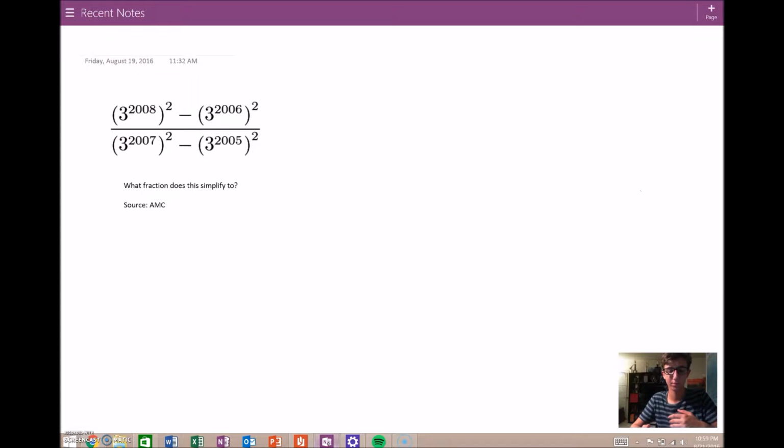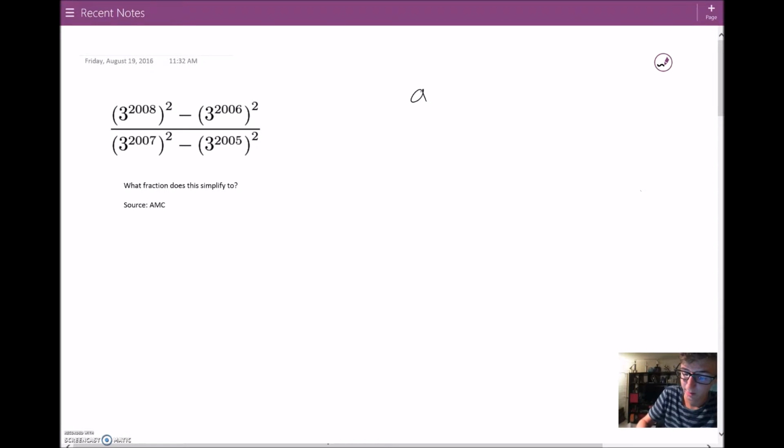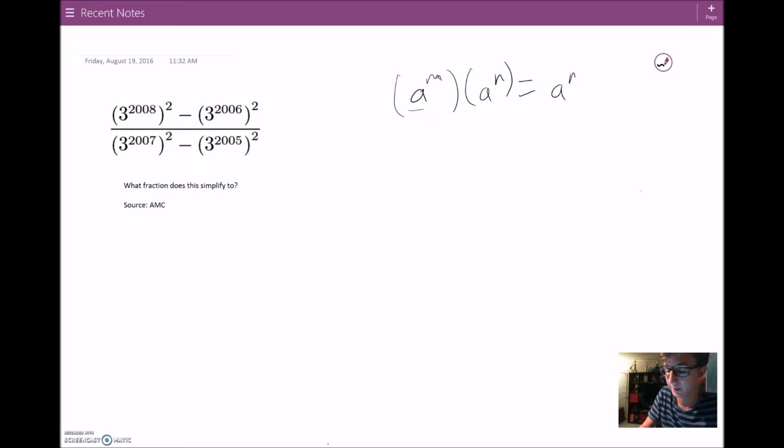First, for some of you who don't know how to deal with exponents, and for those of you who do know but have forgotten, I just want to go through a brief overview. So here we have a, and that's going to be called our base, and m is going to be our exponent. If we have a to the power of m times a to the power of n, that's going to be a to the m plus n. That's one of the formulas that we'll have to use.